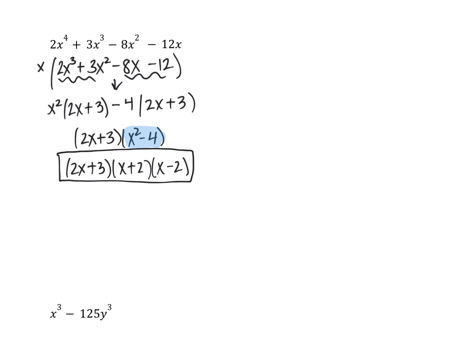And if you remember how difference of 2 perfect squares works, we just simply say the square root of x squared is x, so that goes here and here. Square root of 4 goes here and here, so x plus 2, x minus 2. All right, let's take a look at the last example.